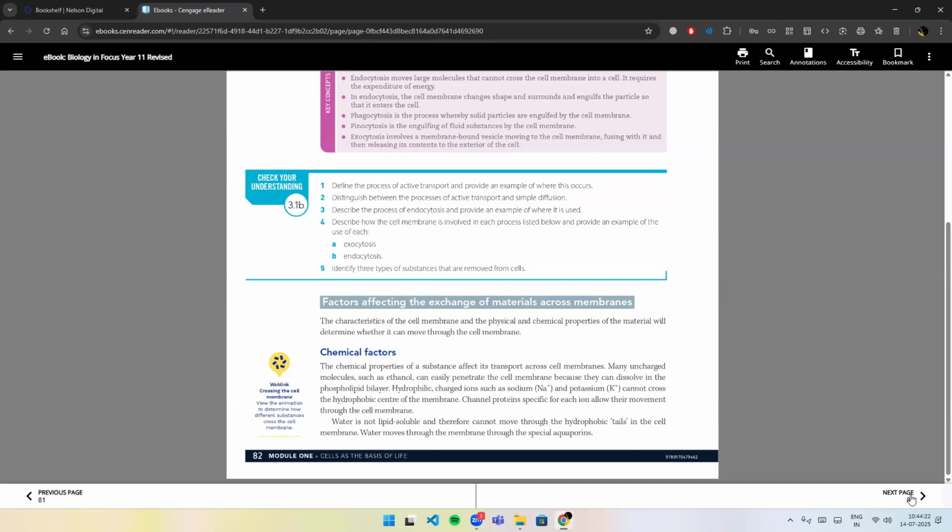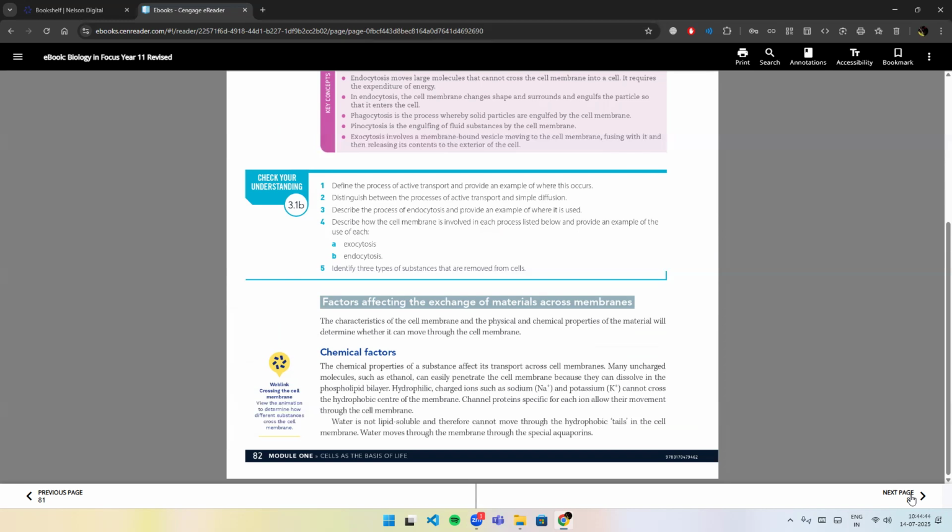Factors affecting the exchange of materials across membranes. The characteristics of the cell membrane and the physical and chemical properties of the material will determine whether it can move through the cell membrane. Chemical factors. The chemical properties of a substance affect its transport across cell membranes. Many uncharged molecules such as ethanol can easily penetrate the cell membrane because they can dissolve in the phospholipid bilayer.